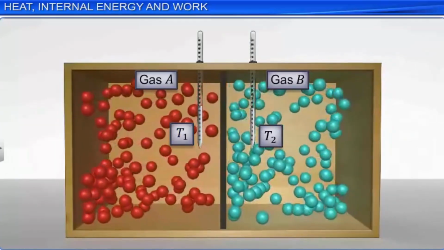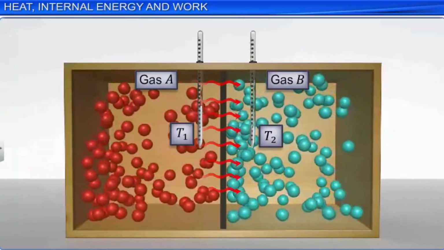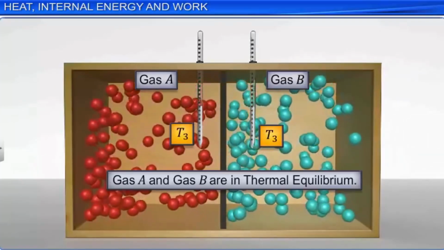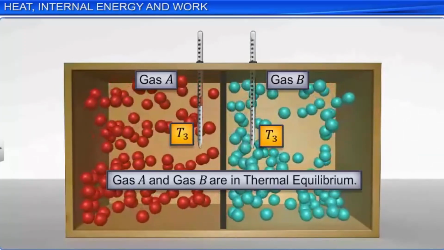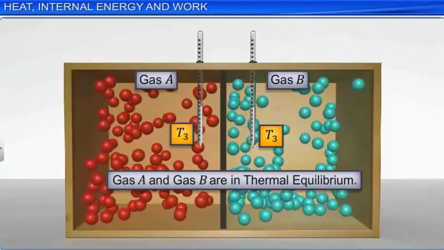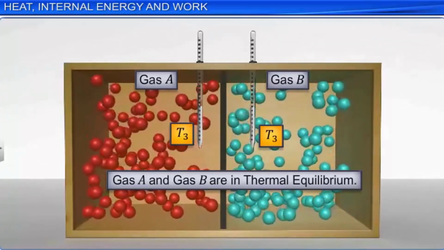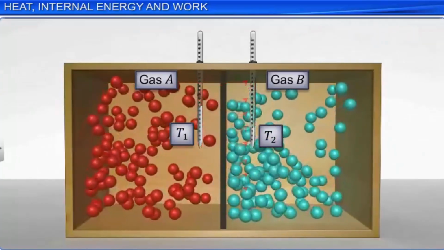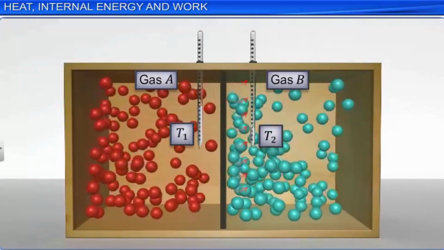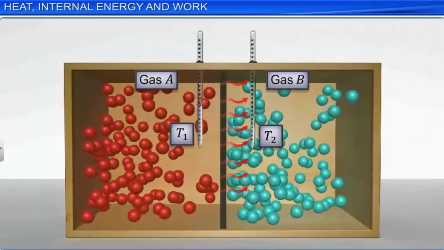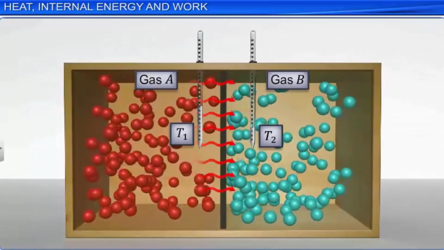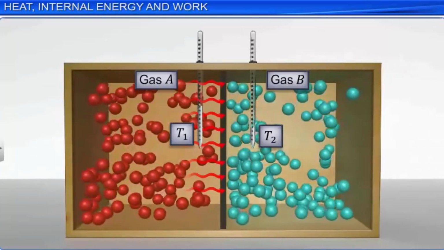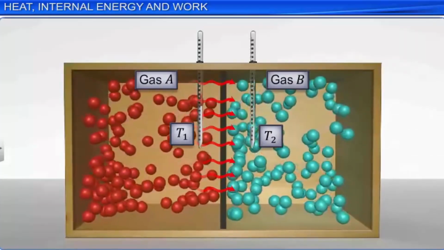Systems at different temperatures and in thermal contact attain thermal equilibrium because heat flows from a hot system to a cold system. An important point to note about heat is that it is energy in transit. It exists as a flow only. A question like, how much heat does a sample of gas contain, has no meaning.